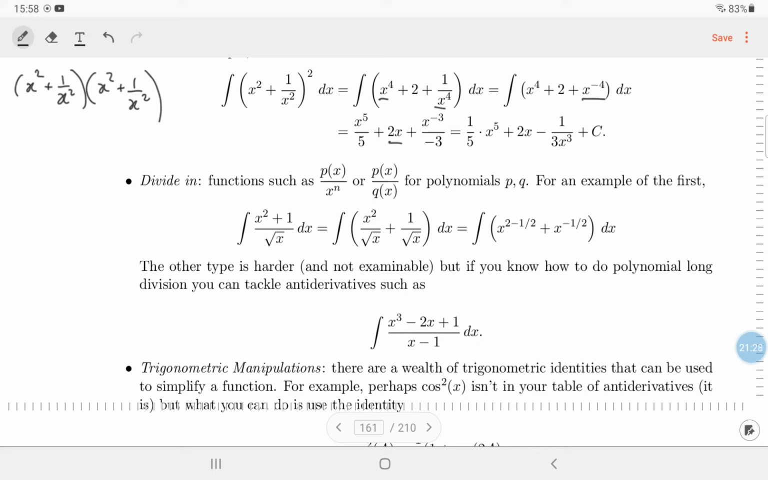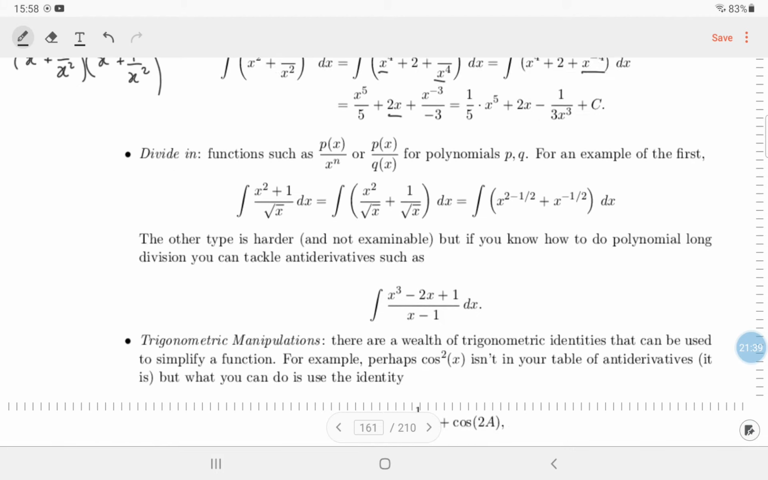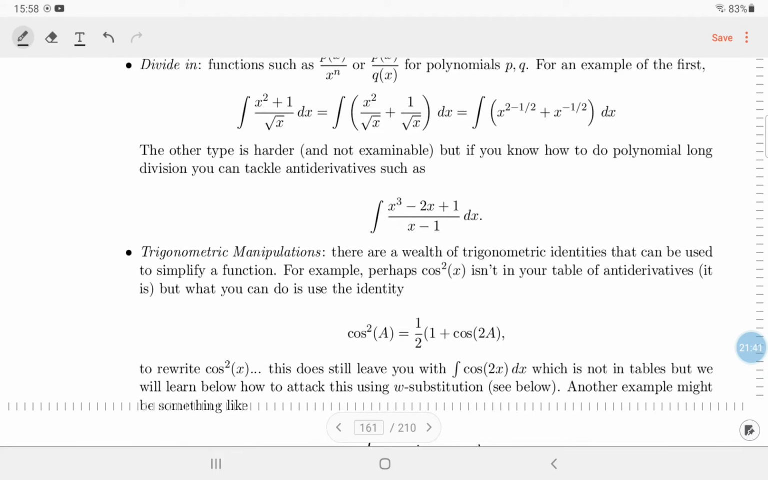The other thing is dividing in. So look at x squared plus 1 divided by root x. You can divide in the two terms separately. Use the fact that root x is x to the half, and division of like powers is subtraction, and off you go. The other way is not examinable, but you can divide in x minus 1 something like this.